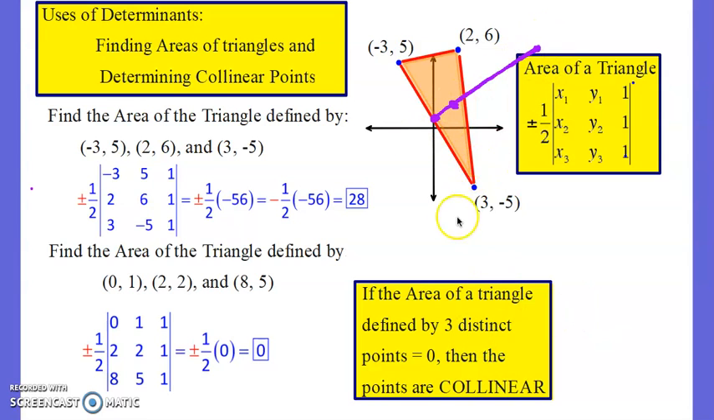Again, the other way we'd have to do that would take a lot of work, finding the equation of the line and then verifying that the third point, or all 3 points for that matter, lie on that line. Much faster just to find a determinant. Find the determinant of that 3 by 3 matrix. If that determinant is 0, then we know they're collinear.